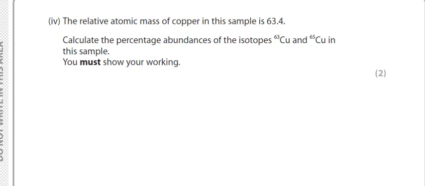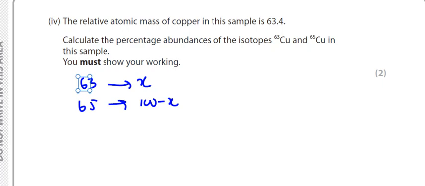Relative atomic mass of copper in this sample is 63.4. Calculate the percentage abundance of the isotope 63 and 65 in this sample. You must show your working now. When you add the percentages, it should be equal to 100, right? That means if I take copper 63 as X, copper 65 should be 100 minus X.